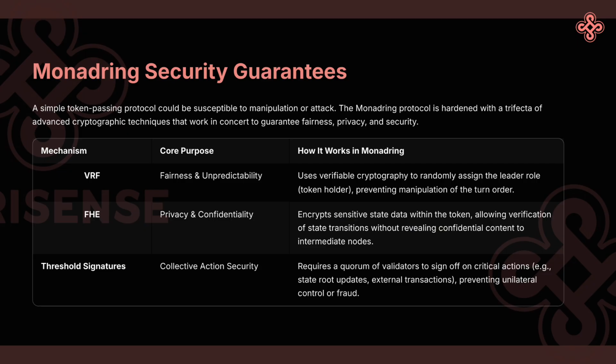Next, let's consider the use of fully homomorphic encryption. This technique ensures privacy and confidentiality by encrypting sensitive data within the token. As a result, state transitions can be verified without exposing confidential information to the nodes that process the token. Lastly, threshold signatures are integral for securing collective actions. They necessitate a quorum of validators to approve critical activities, such as state root updates or external transactions, thereby safeguarding against unilateral control or fraudulent actions.